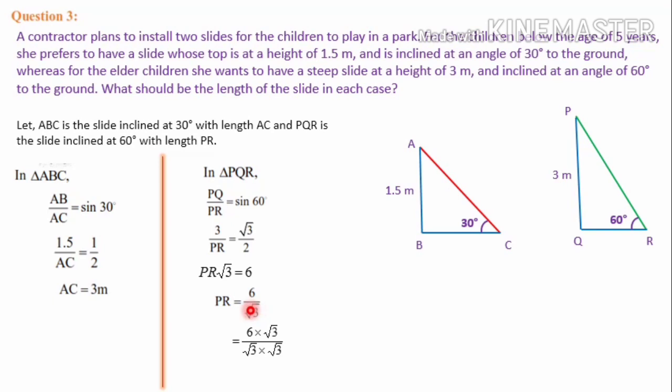So let's rationalize the denominator. As before, we take the denominator and multiply it in the numerator and denominator. So 6 into root 3 by root 3 into root 3, that is equal to 6 root 3 divided by 3. And this 3 and 6 we can cancel, that is 2 root 3 meter. Here the lengths of the slides are 3 meter and 2 root 3 meter, because AC is one slide, which we got as 3 meter, and PR is another slide for the elder children, which we got as 2 root 3 meter. So the lengths of the slides are 3 meter and 2 root 3 meter.